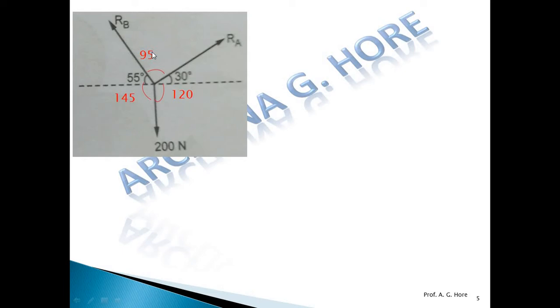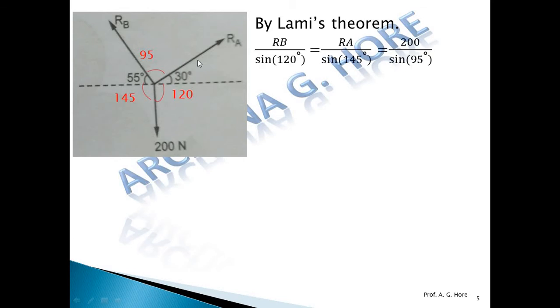Now apply Lamé's theorem. For that, we have the forces and we want to find the contact reactions RA and RB. So this force divided by sine of this angle: RB divided by sine of 120, and 200 divided by sine of 95. So write down that equation by Lamé's theorem.